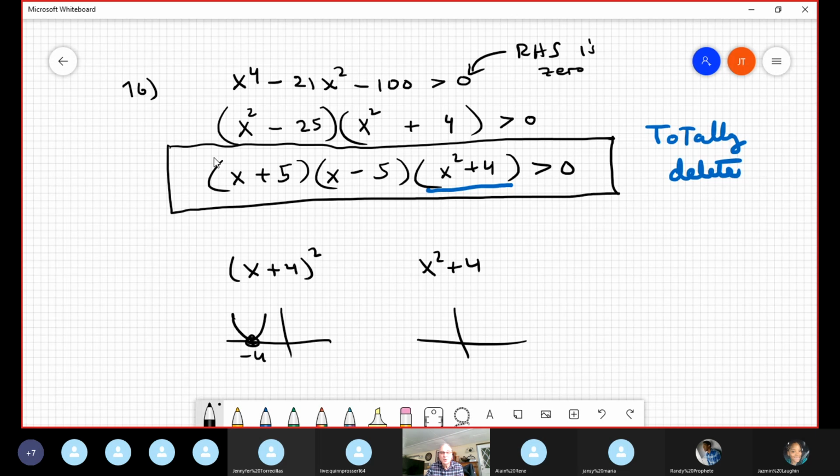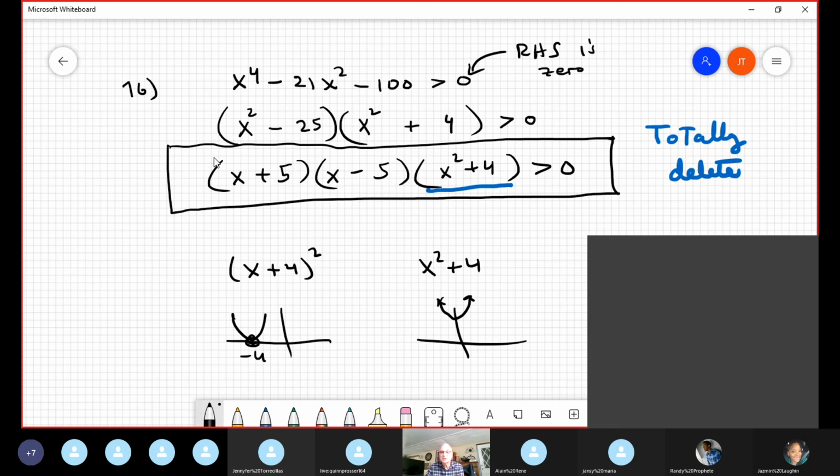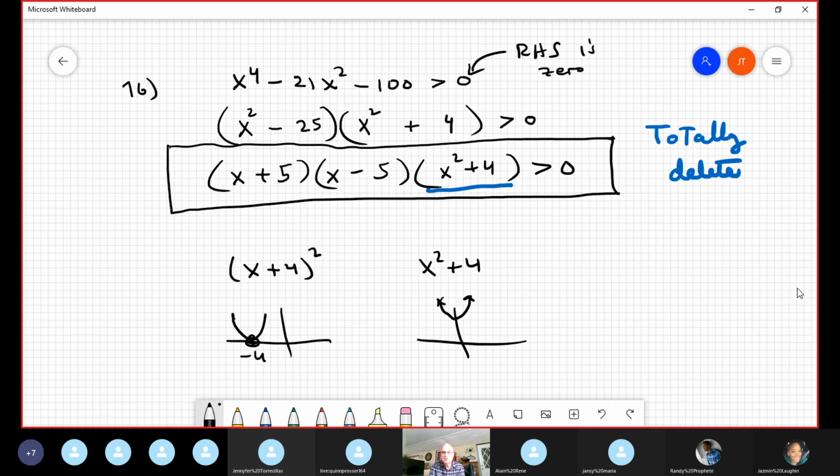However, x squared plus 4 is a completely different parabola. It's a parabola like that. It's like a vertical shift. And this parabola is always positive. And this parabola is always positive. So, if this is always positive and never is 0, you can totally delete. Yes or no? Never is this 0. Never is this 0. So, totally.